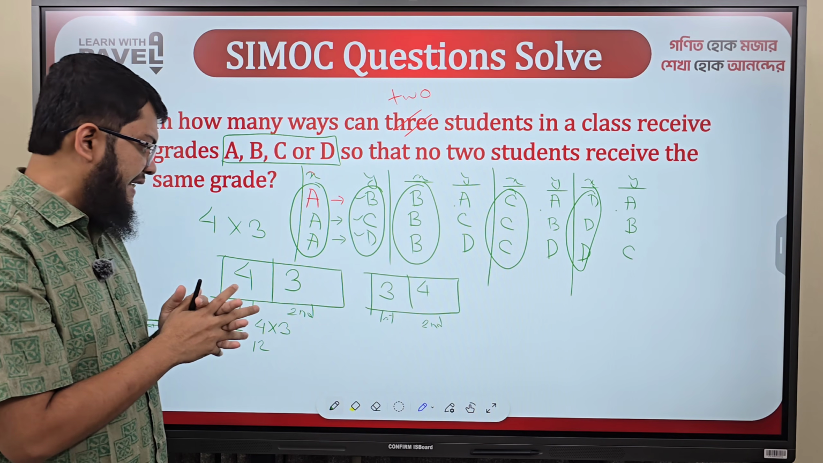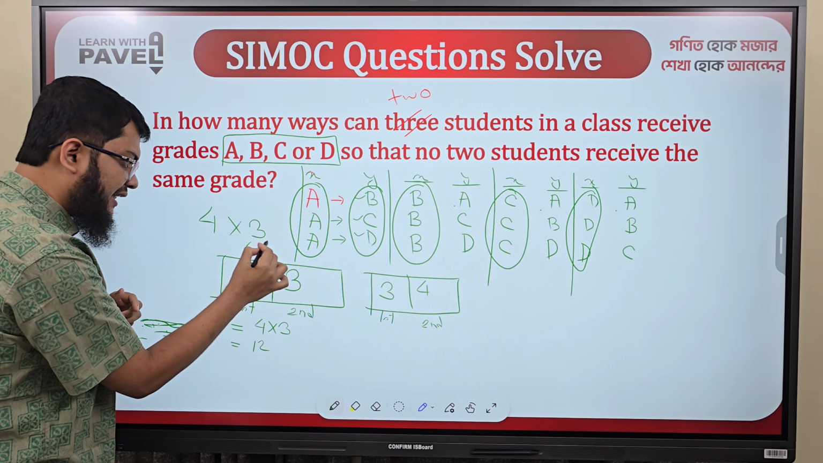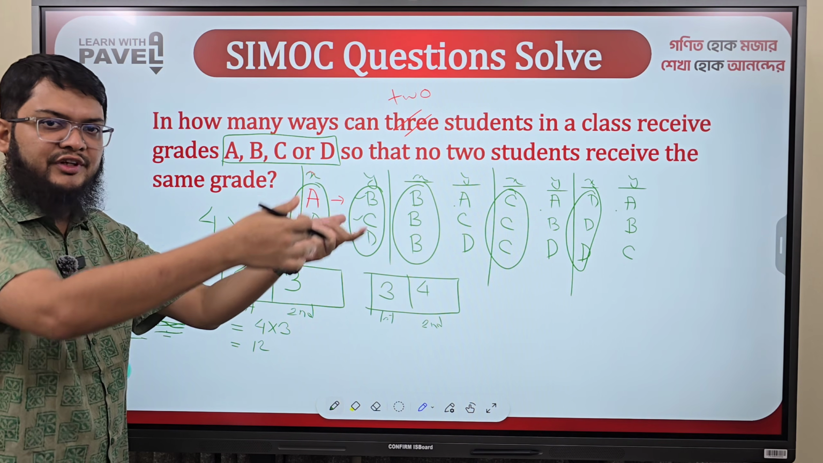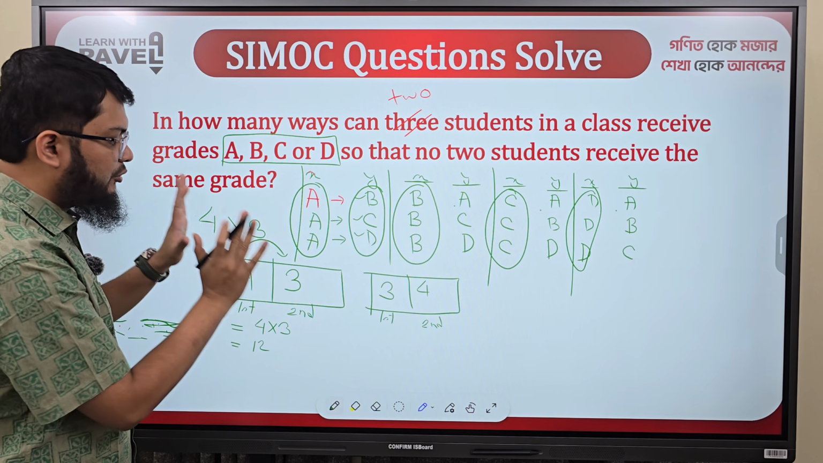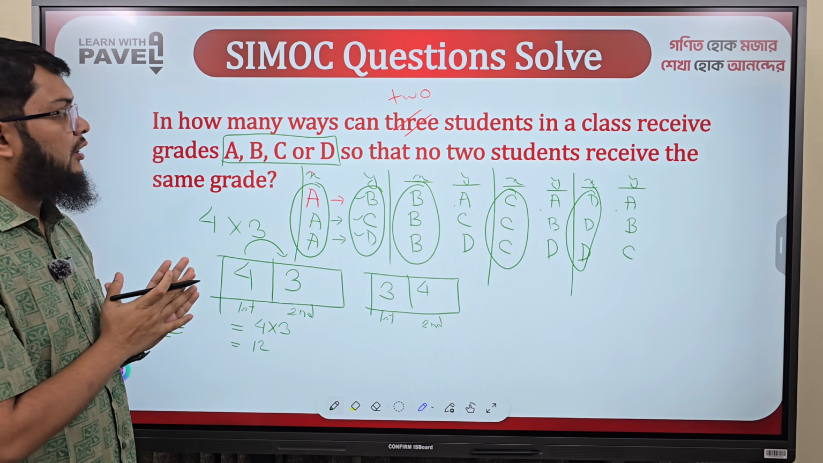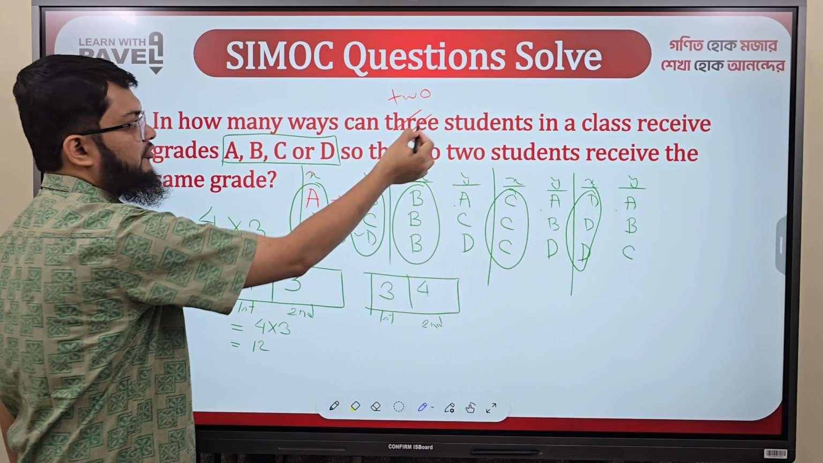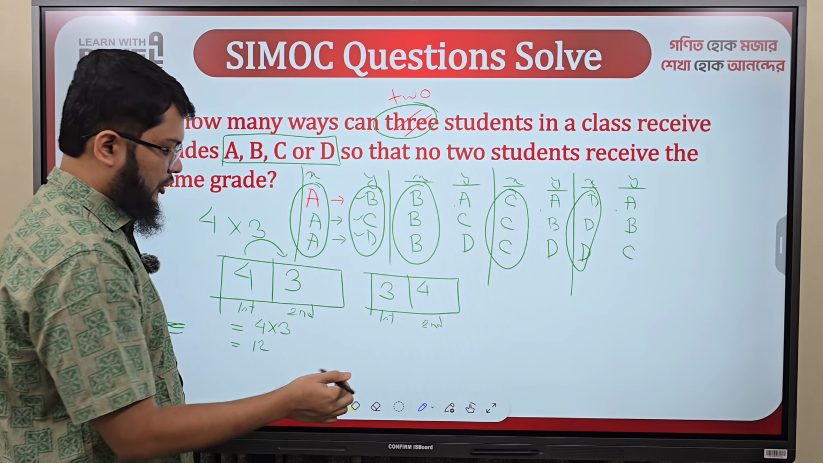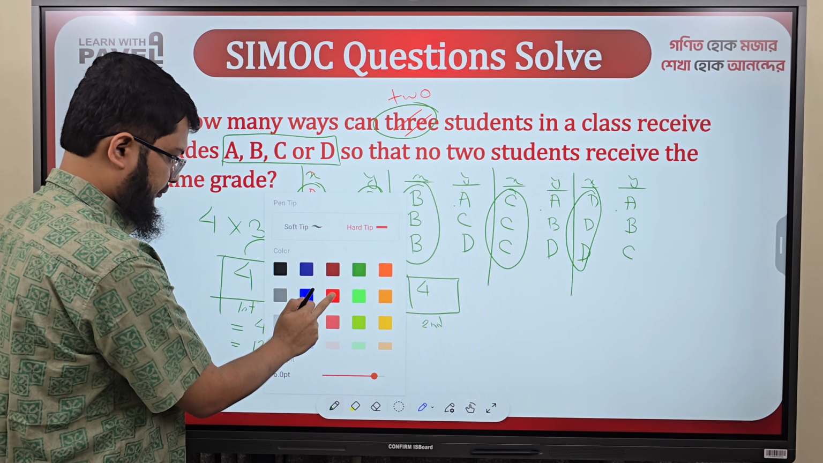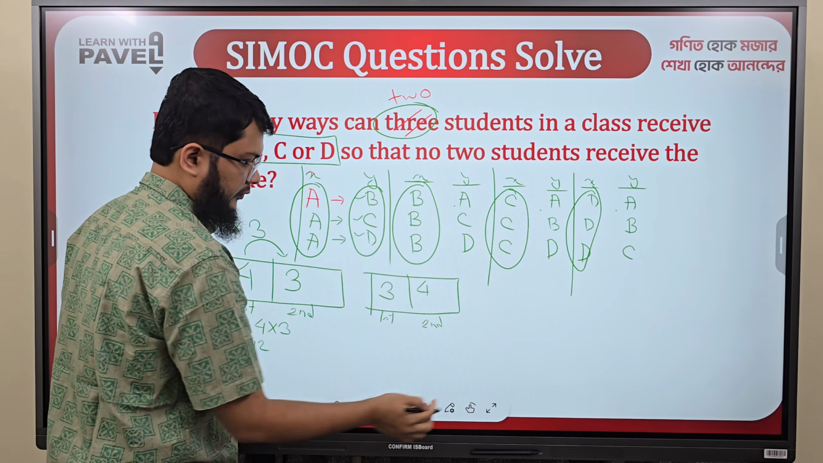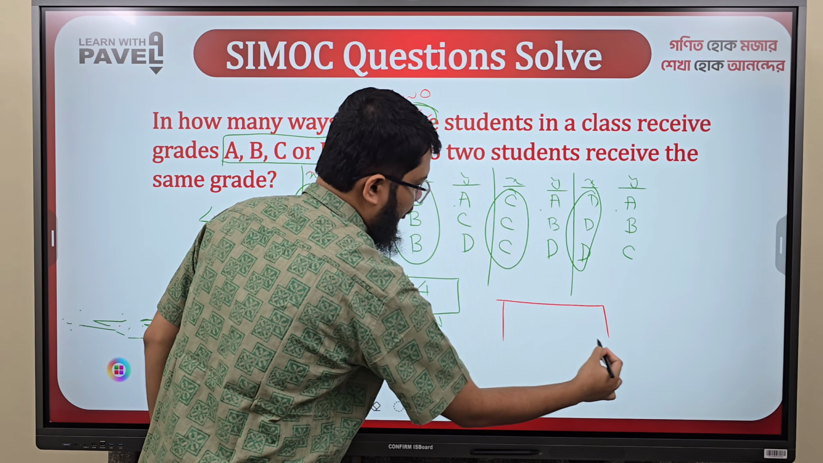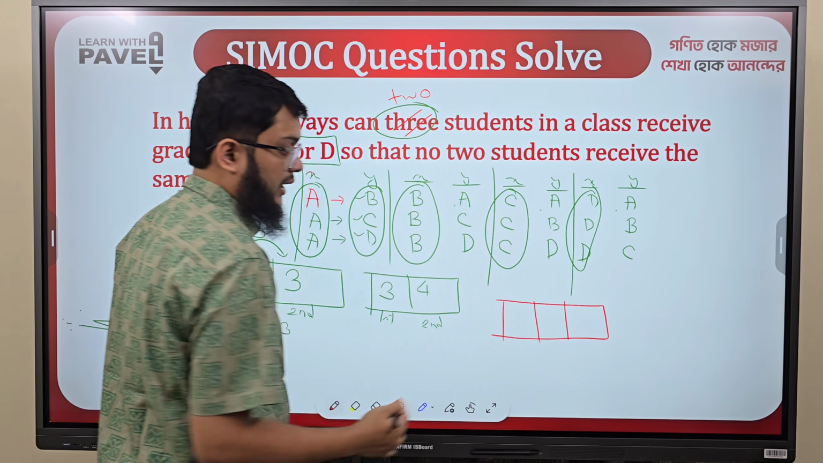So what is happening here? We are decreasing the number of options every time we are moving forward. Now we will apply this concept to the actual problem if there are 3 students. So let us solve it here. Let us take 3 boxes this time because there are 3 students.